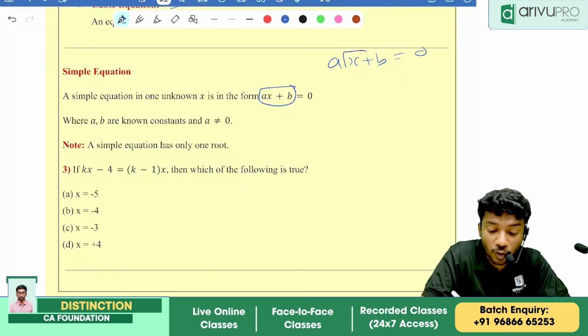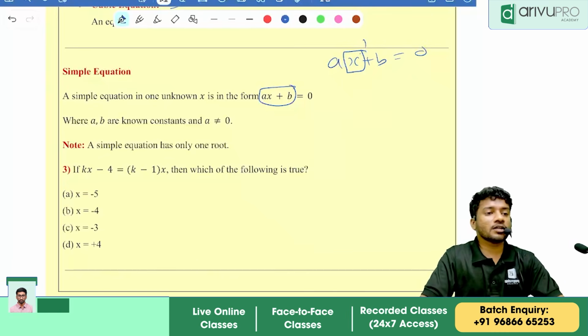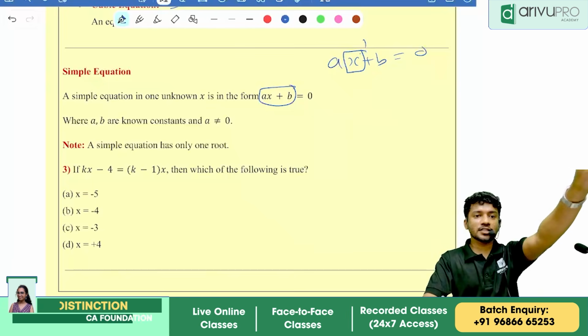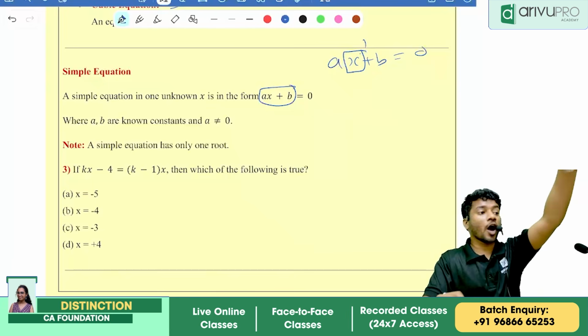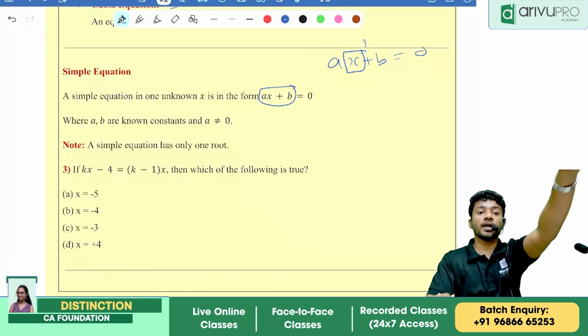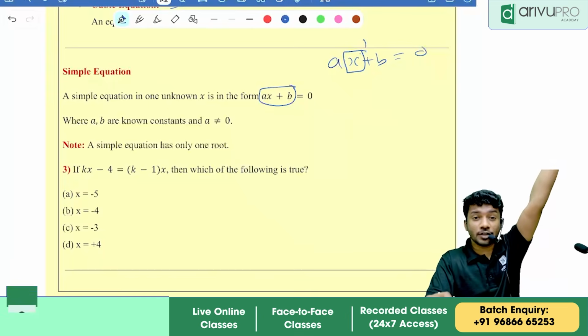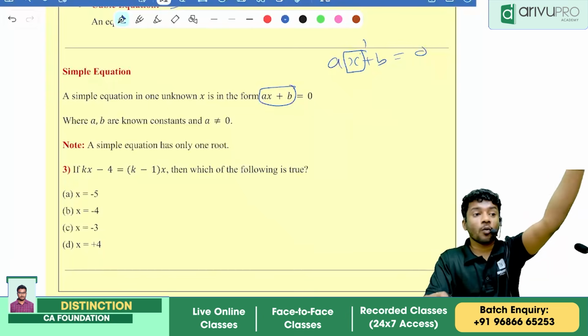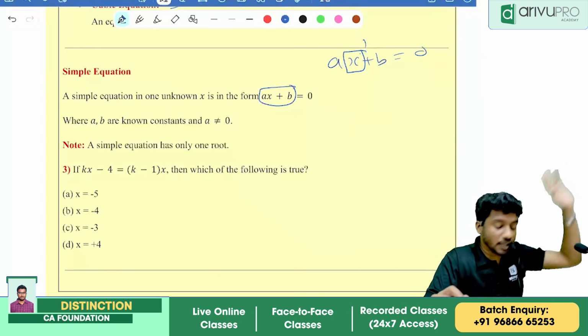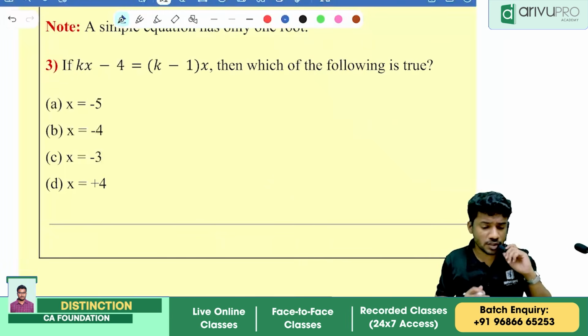What is the reason for 1 root? Because the power of x is 1. In quadratic equation, what is the highest power of x? 2. So how many roots will be there? 2 roots will be there. Then people, how many roots are there in cubic equation? 3 roots. Why? The power of x is 3 over there.